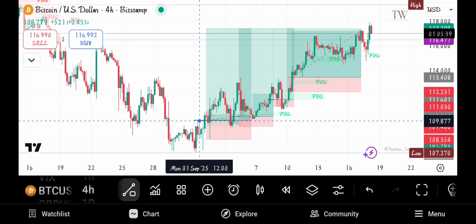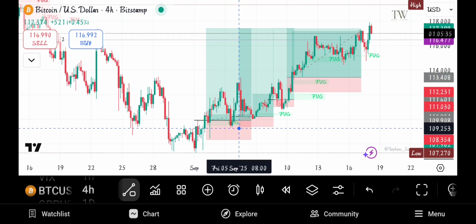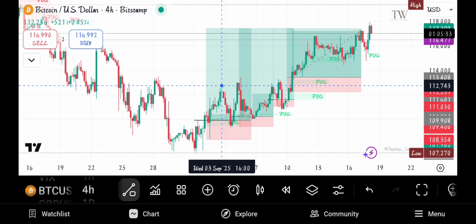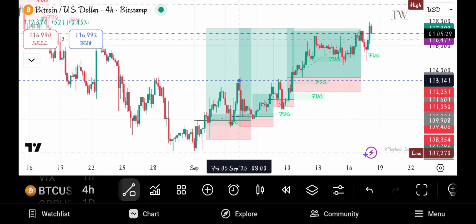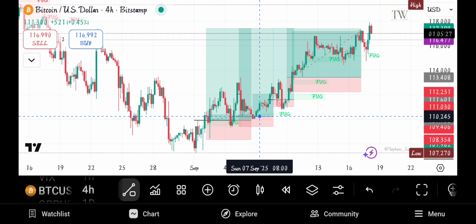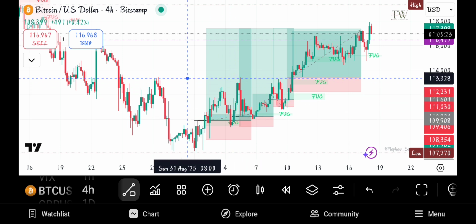Okay, so this is the first setup. You see what it took price. This is still the 4-hour time frame. You see what it took price to come back. It took this to come back into this, and then it moved up. Is that coming back again? So I just knew that okay, price will most likely come back into this.